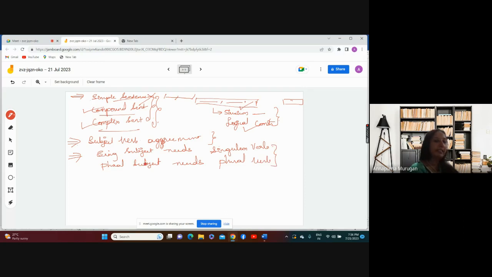Guys, getting it? Singular subject needs singular verb. Plural subject needs plural verb. But this is not enough, guys. Here, the challenge is, when is the subject singular and when is the subject plural, is the thing that you need to identify. On the basis of this, we have 15 laws.